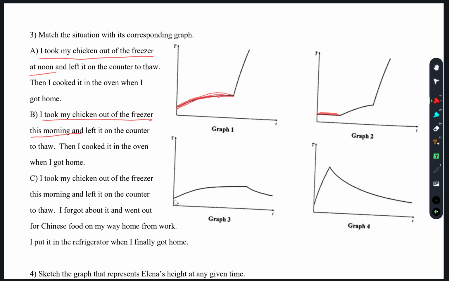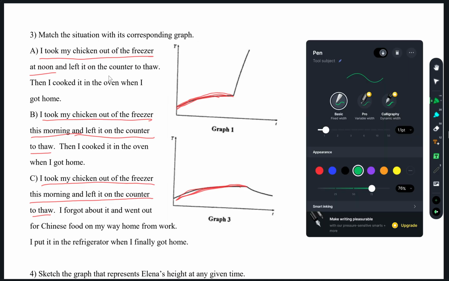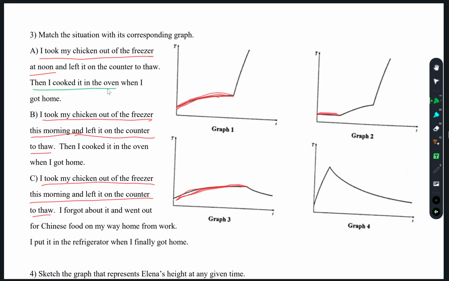Wait, but this is in the morning, so it's probably over like... that's actually good. I took my ticket out of the freezer this morning and left it on the counter. Wait, what's that? Morning was that. I put it in the refrigerator. So I think B is one, because in the morning it's still in the freezer, that first little line. Because what if you get home at noon? Or no, morning would be more time.